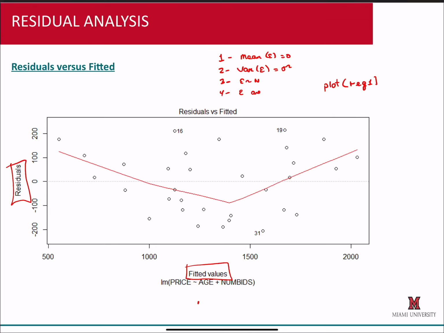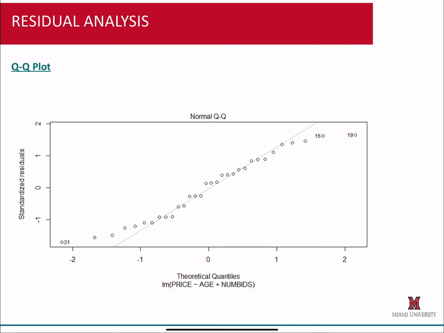Also, in addition to that, you get the normal QQ plot, which basically tells you the departures from normality. You want to basically check the tails and verify that they are not too far away from what is expected under the normal distribution.